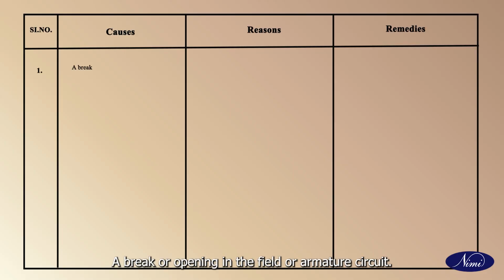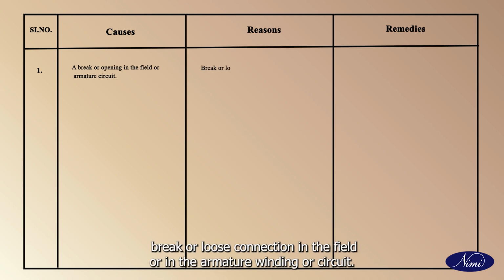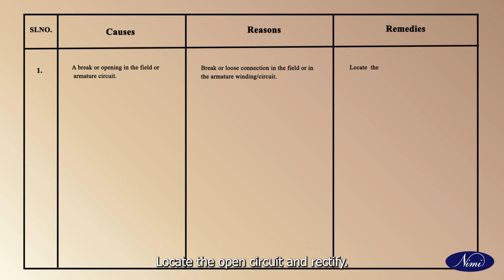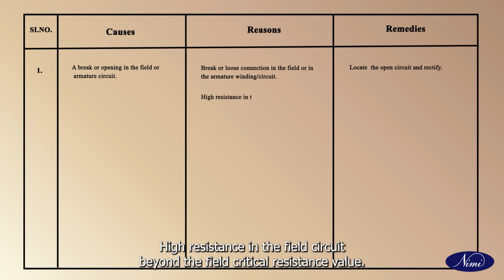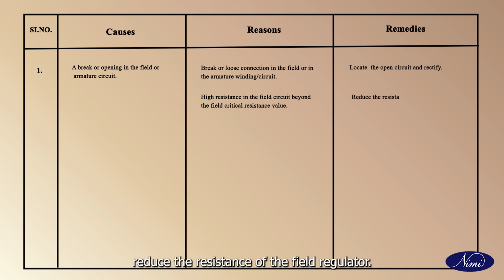Causes: a break or opening in the field or armature circuit. Reasons: break or loose connection in the field or in the armature winding or circuit. Remedies: locate the open circuit and rectify. Reasons: high resistance in the field circuit beyond the field critical resistance value. Remedies: reduce the resistance of the field regulator.